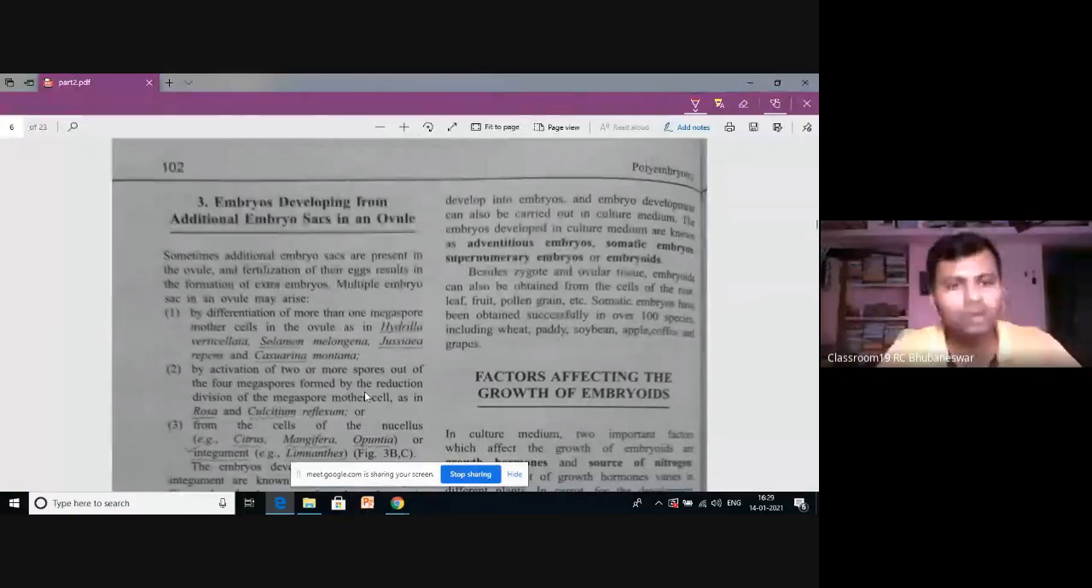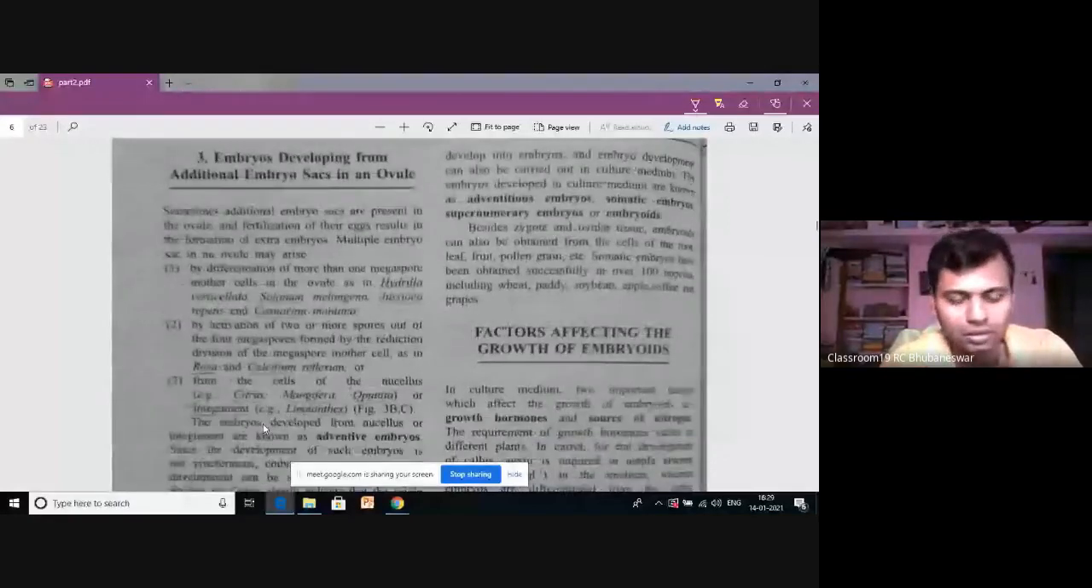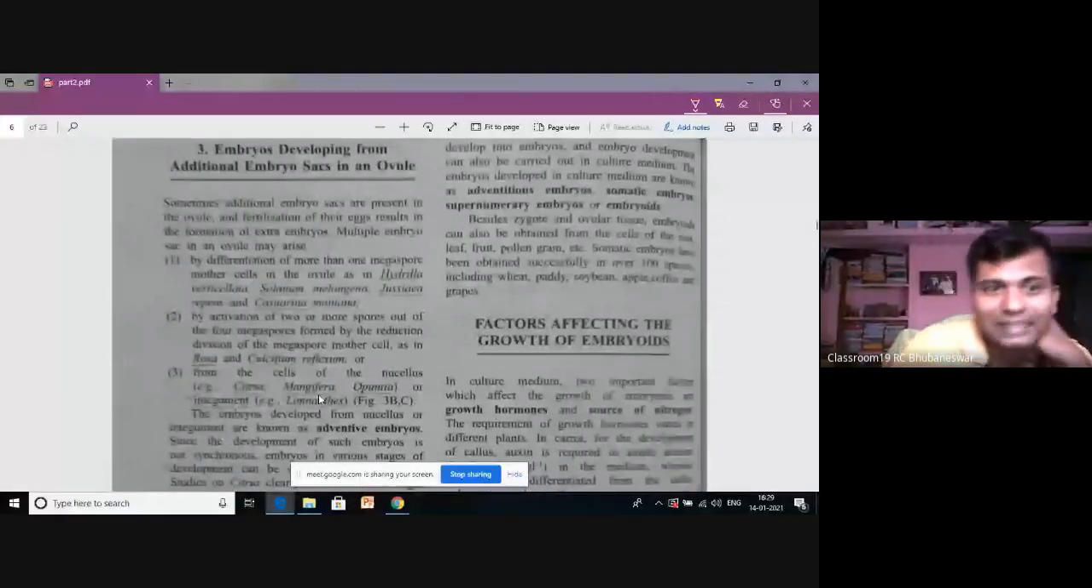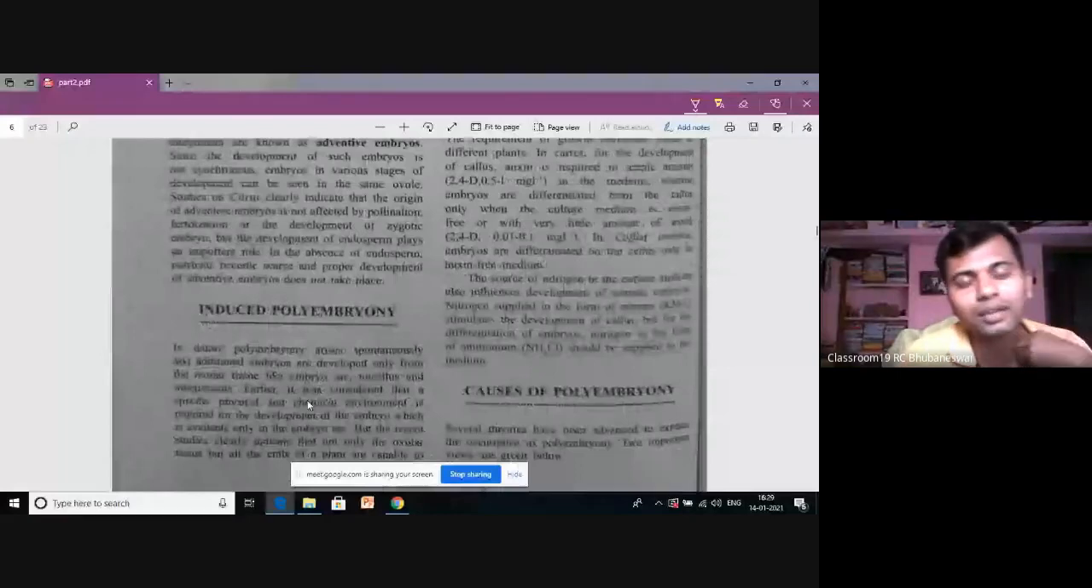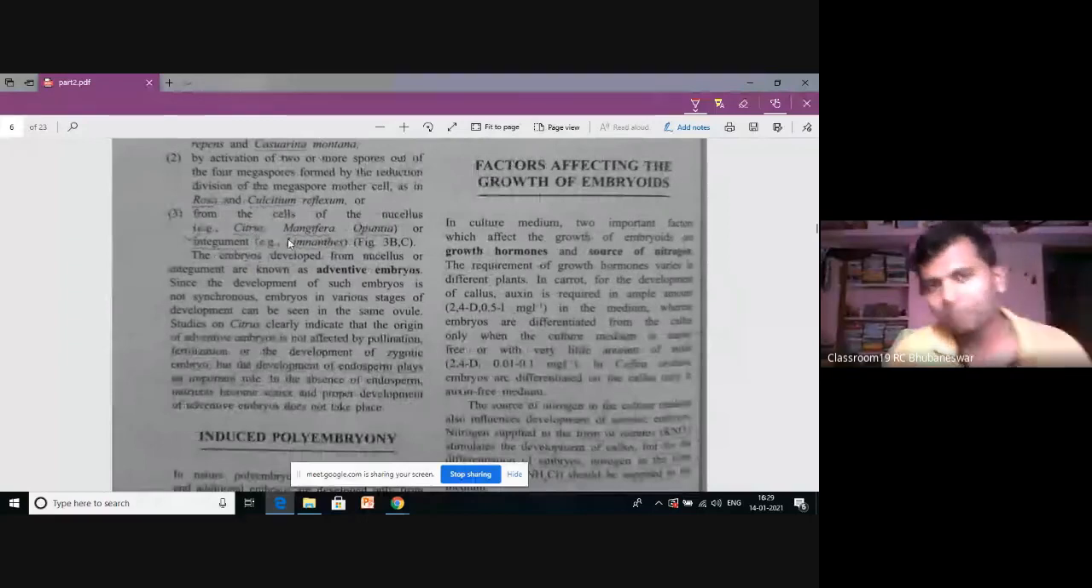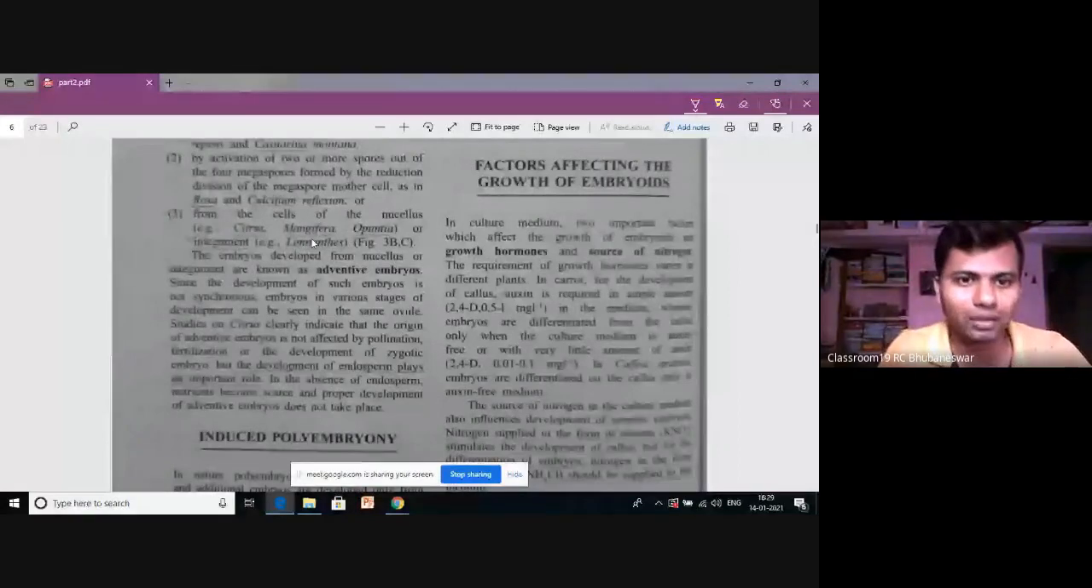So they develop the embryo in the future. And sometimes, cells of the nucellus or the embryo sac also develop in citrus, mangifera, opuntia, etc. In some cases, in citrus and mangifera, the scientific name for mango is Mangifera indica.